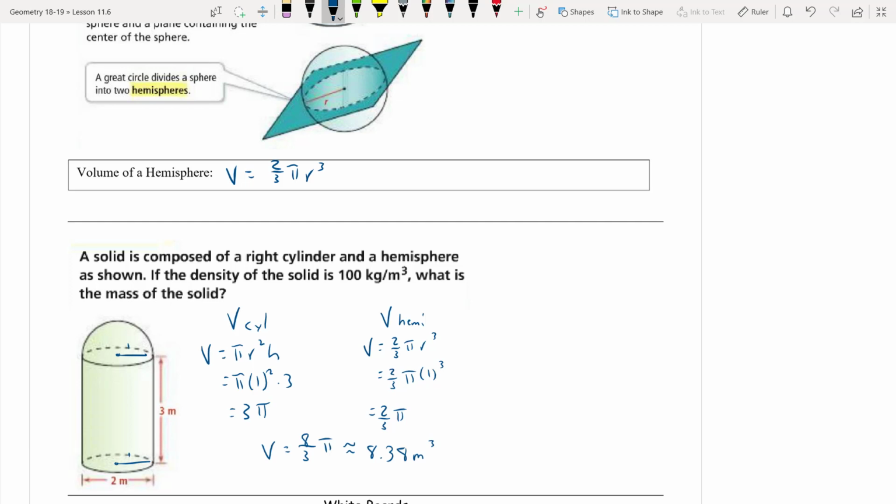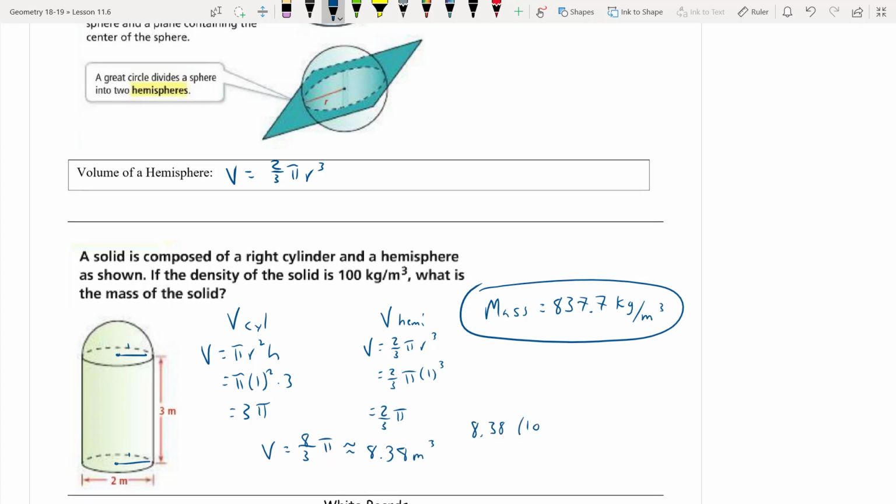So it says the density of the solid is 100 kilograms per meter cubed. If we've got 8.38 meters cubed, we have to multiply that by 100. So if we multiply that by 100, you'd end up with your mass is 837.7 kilograms. Okay, so I just did 8.38 times 100.